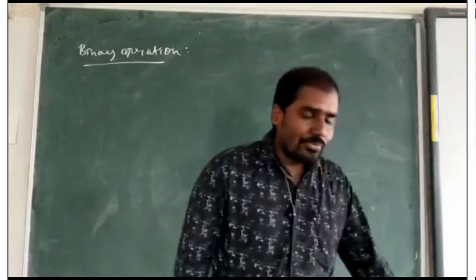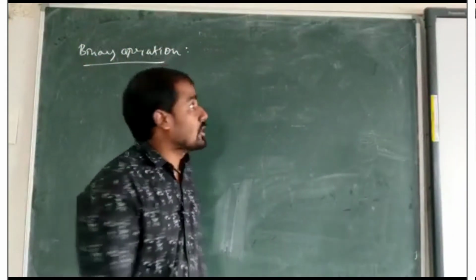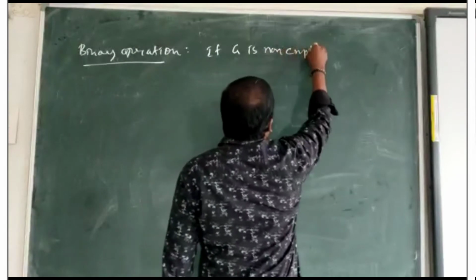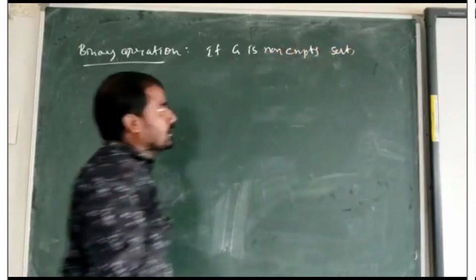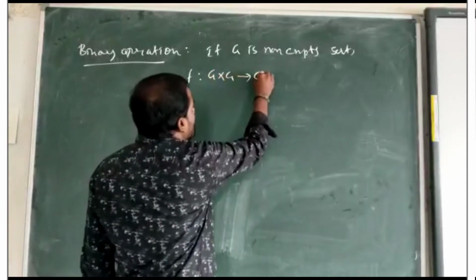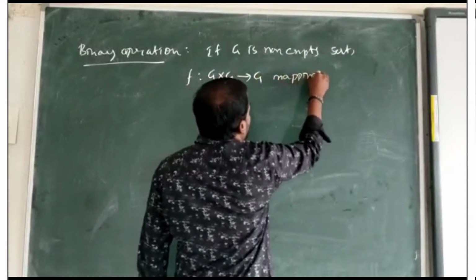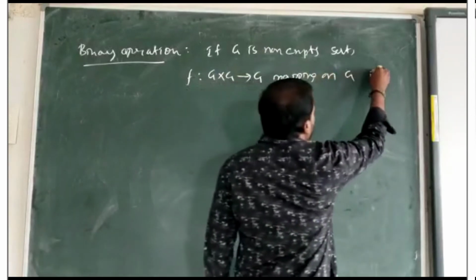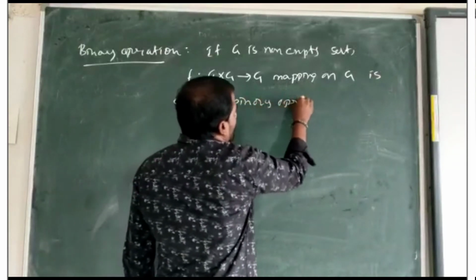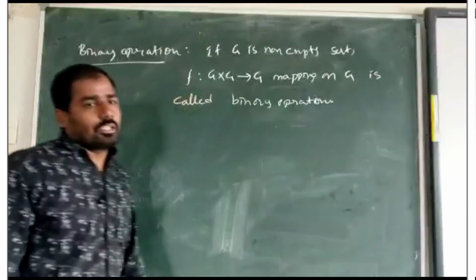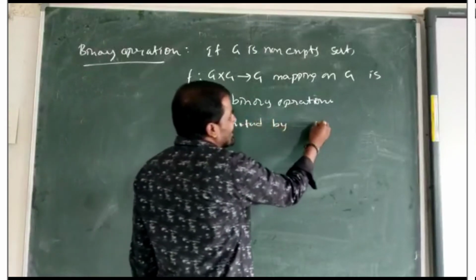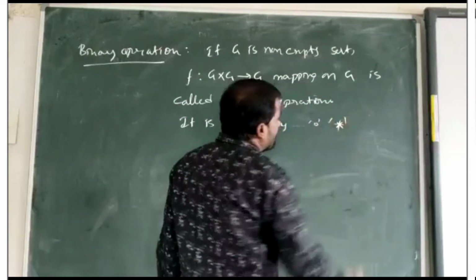Next definition is binary operation. What is a binary operation? If G is a non-empty set, and f maps G cross G to G, a mapping on G is called a binary operation. It is denoted by circle or star.